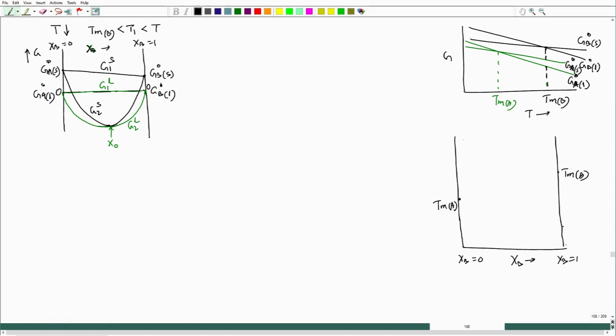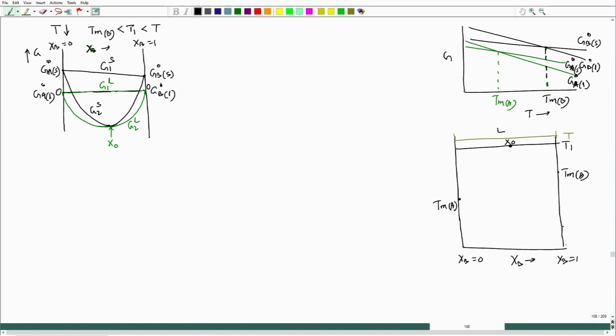Now, we have taken a temperature T, where everything was liquid. Now, we are taking a temperature T1, where I am seeing that at one point I am getting x0 composition. At that point, free energy of liquid and free energy of solid have the same value, and that point would be here, and there I can actually have a situation of solid and liquid of that composition coexisting together. Okay.